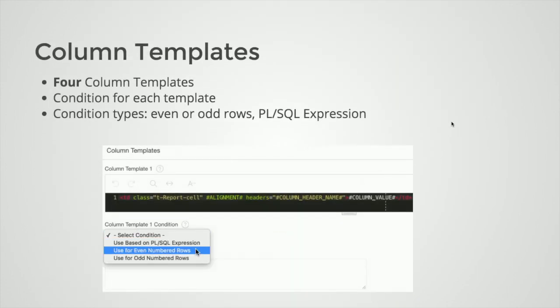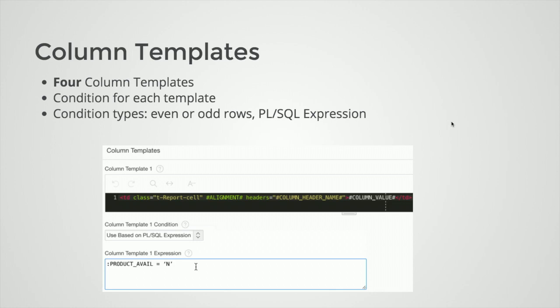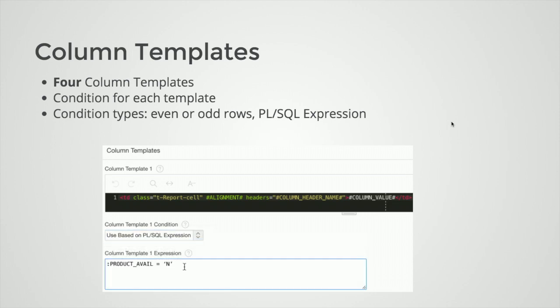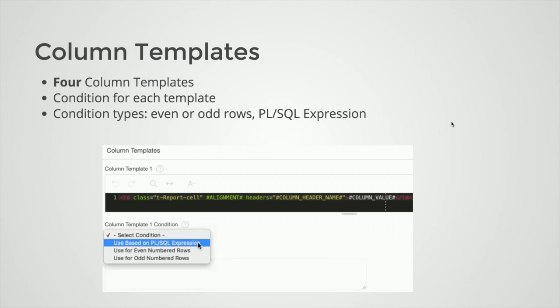And this is done thanks to the fact that we have multiple column templates in the definition. In fact, we actually have 4. I wish we had more, but Apex comes with 4 column templates, and each one can have a condition. And your condition can be based on a PL/SQL expression, and then you can say product availability, product avail equal N. That's going to use one type of template. And then the other rows will use a different type of template. So each condition changes. Yes?